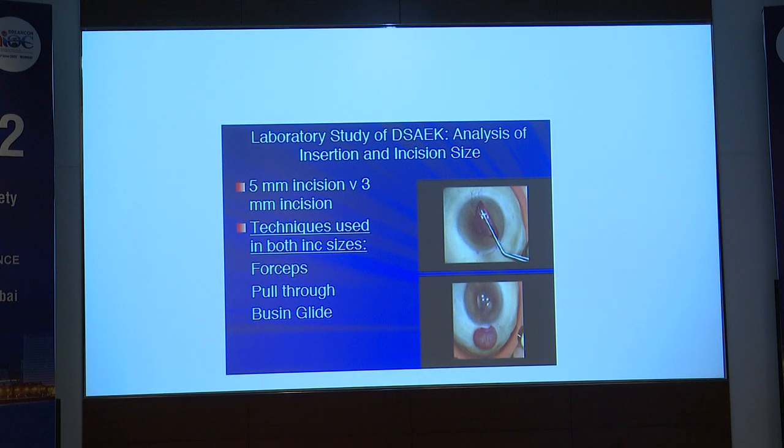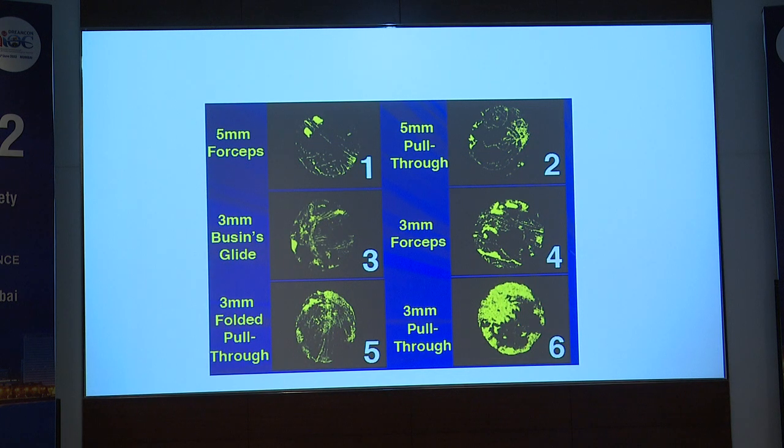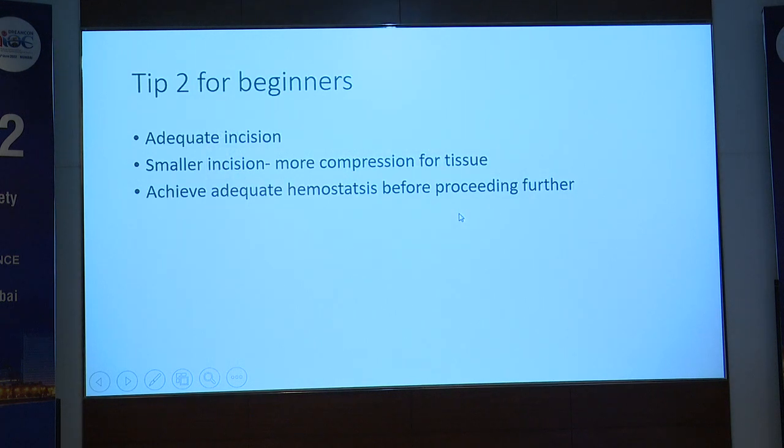However, it's seen that the endothelial cell loss while doing this fold is much higher compared to using simpler techniques like your sheet glide, or just pushing the tissue inside the anterior chamber by placing it on a cohesive viscoelastic. So with a simpler technique like using a 5 millimeter incision, you can usually just pull it through. You see that the endothelial cell loss is much lower in those cases. So again, for beginners, have an adequate size of your incision. Smaller incisions lead to more compression of the tissue.